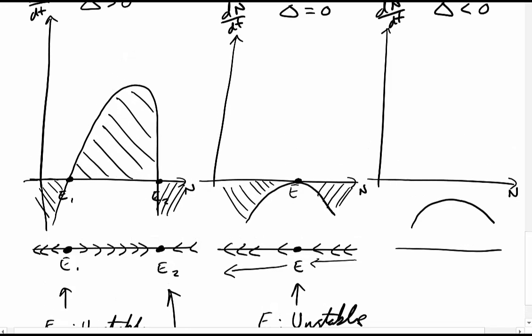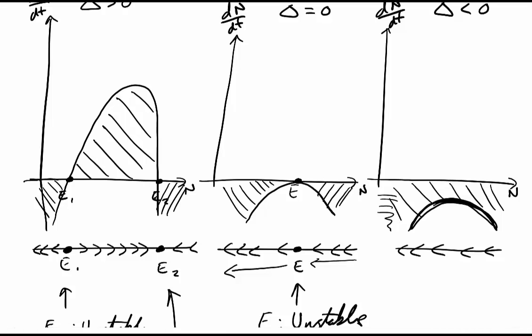Then to finally look at this case, we can hopefully see that dN/dt is always negative. There are no equilibrium points. dN/dt is always negative because this graph falls in the negative part of dN/dt, so it will always have negative values. Therefore we're always moving to the left. In other words, in this case, the population is always driven to extinction.